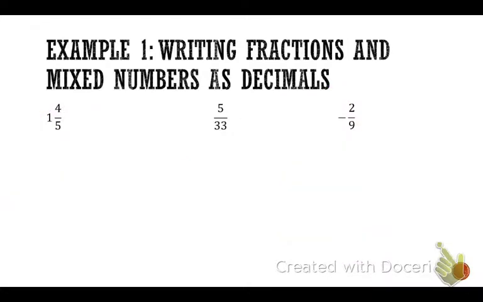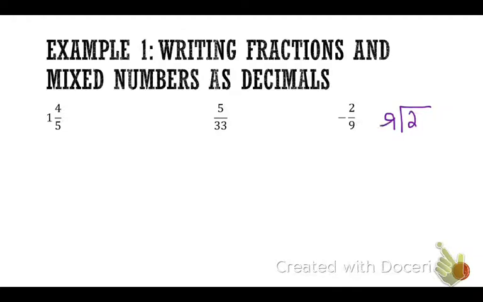Okay. All right, so for -2/9, which number goes inside the division? 2. Which number goes outside? 9. All right, go ahead and do your long division. As soon as you get that digit to repeat and you find the pattern, you're done. Just write the repeating bar and box it in.